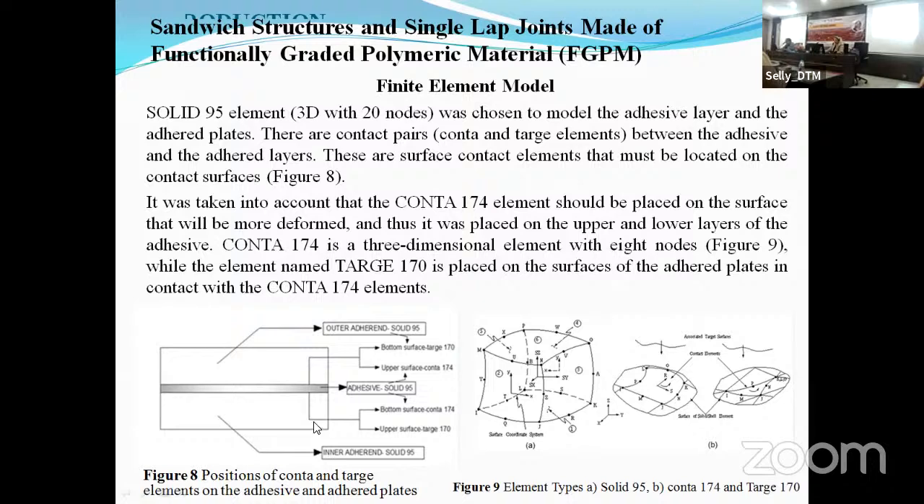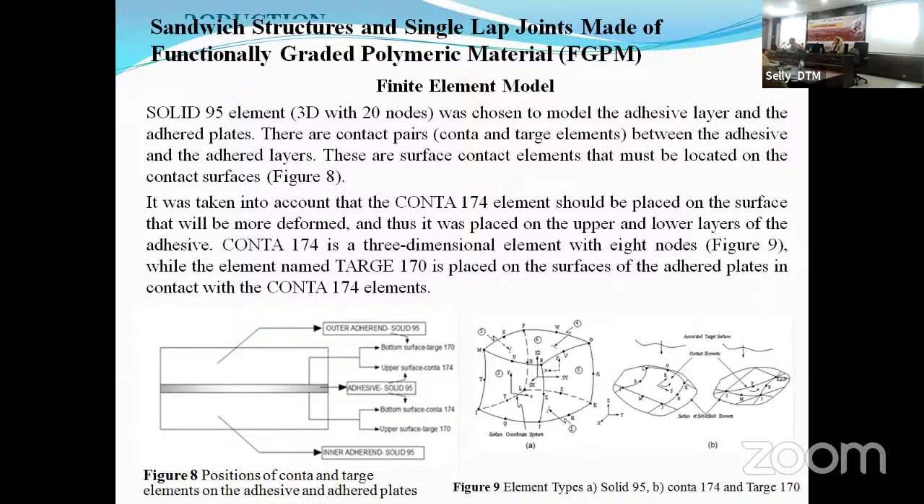What about the interface? The interface is important because the stress behavior changes there. So it was taken into account with the interface element. It should be placed on the surface because it will be more deformed. And it was placed on the upper and lower adhesive. This takes 8 nodes, and the element name is target. The target element is placed on the surface of the adherent plates in contact with elements.